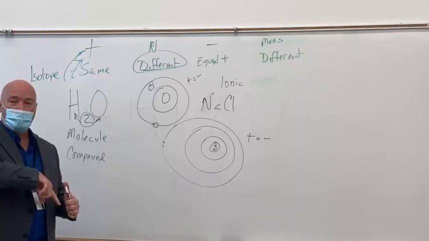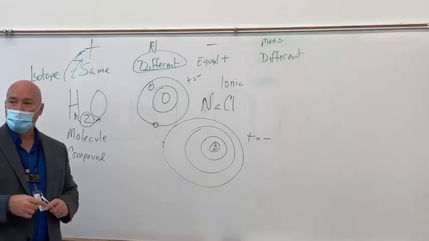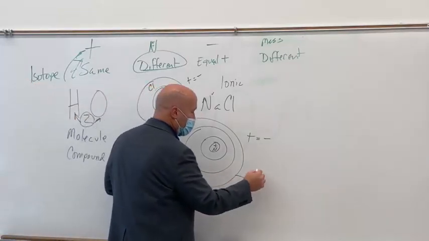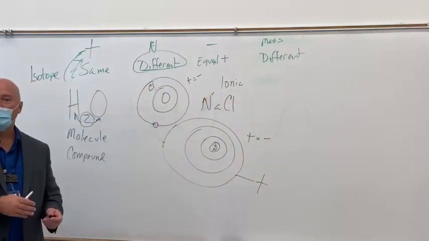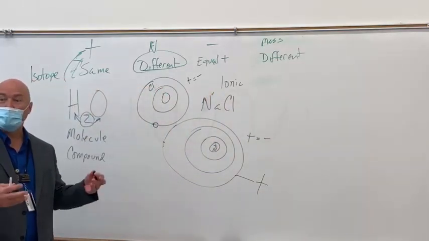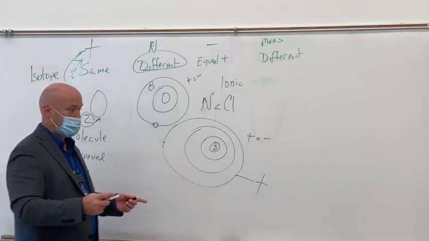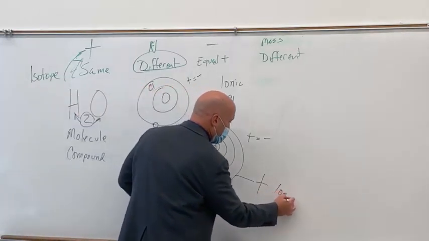It loses the negative charge, and therefore it becomes positive. Now it's positive, right? It has one more positive charge than negative charges, and that makes it positive. So now it is what? It's an ion. It's a positive ion.